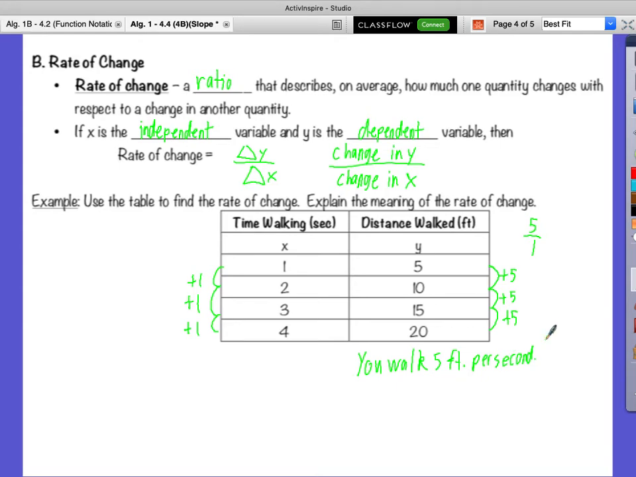We could say for every 1 second. Very good. For every 1 second, you walk 5 feet. You could really say either of these. I'm just trying to give you guys ideas. You know there's more than one correct answer. Either way, we're communicating the same thing. 5 feet per second.